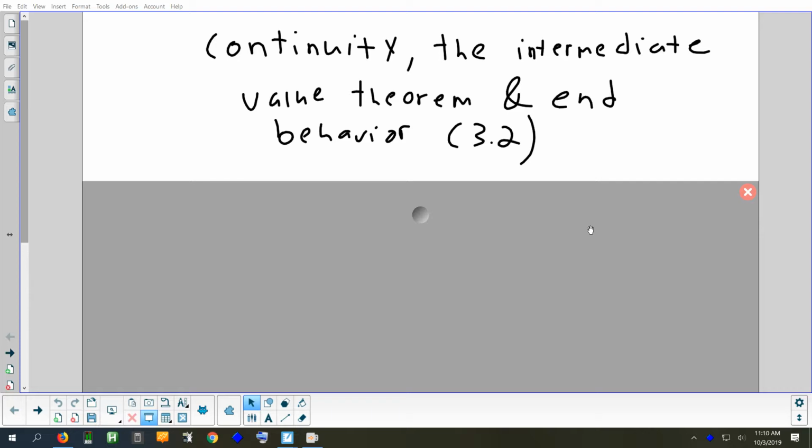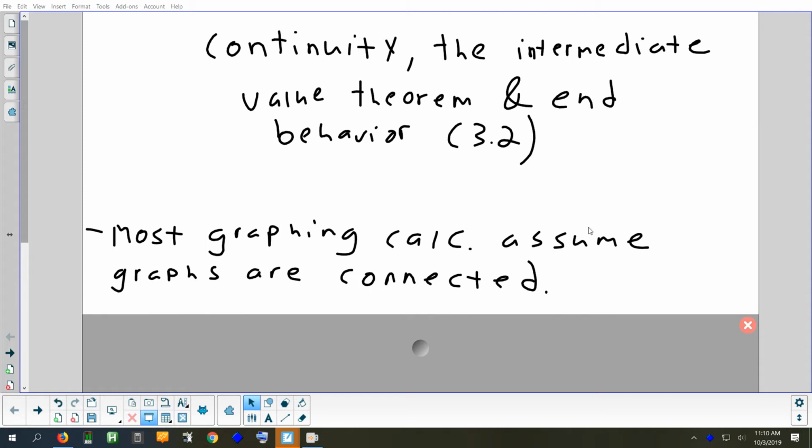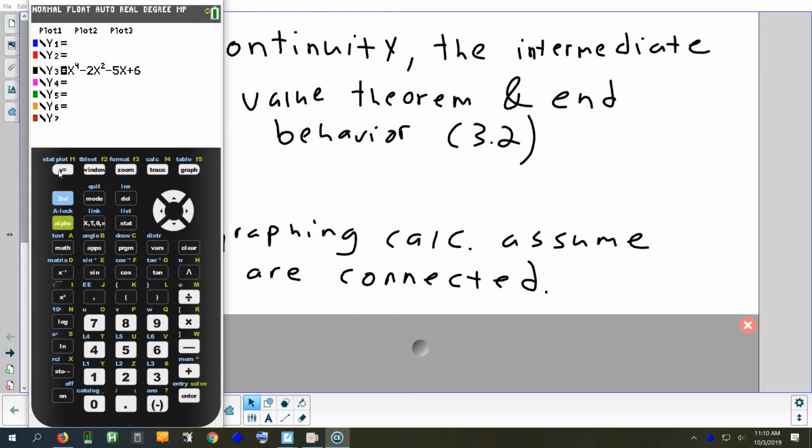Okay, the last section we're going to look at for this week is 3.2, and it covers 3 topics: continuity, intermediate value, and end behavior. So, and this is actually for older graphing calculators. Most older graphing calculators assume that everything you want to draw should be connected, right? Meaning that if you were tracing it, you'd never lift up what you're using to trace it. There's no breaks or holes in the graph.